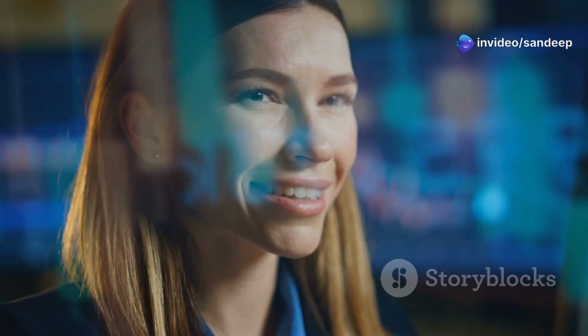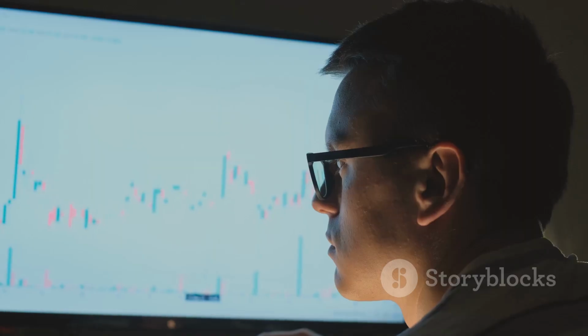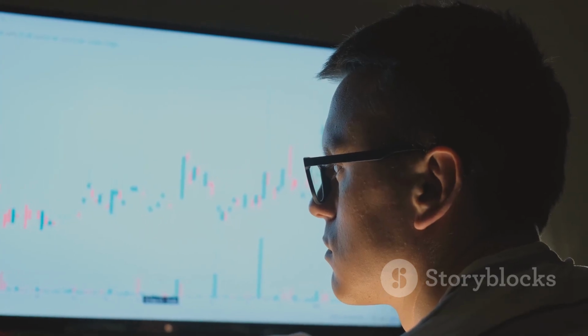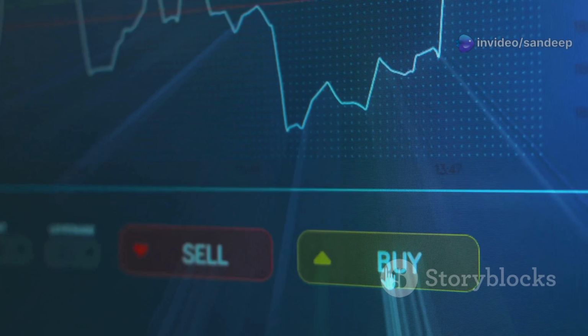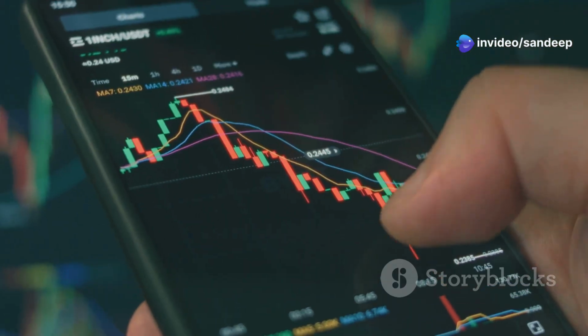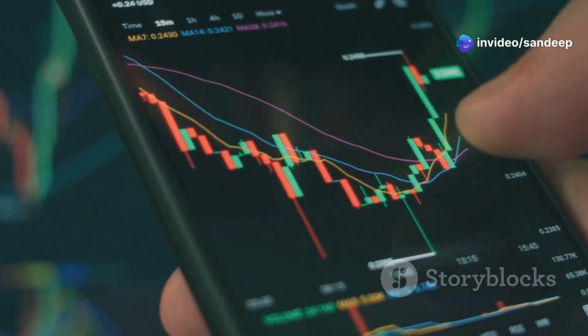We're not talking about anything super complex here. Let's start with a few of the most common and easy to spot patterns you'll see. One of the most famous reversal patterns is the head and shoulders. This pattern signals that an uptrend may be coming to an end.